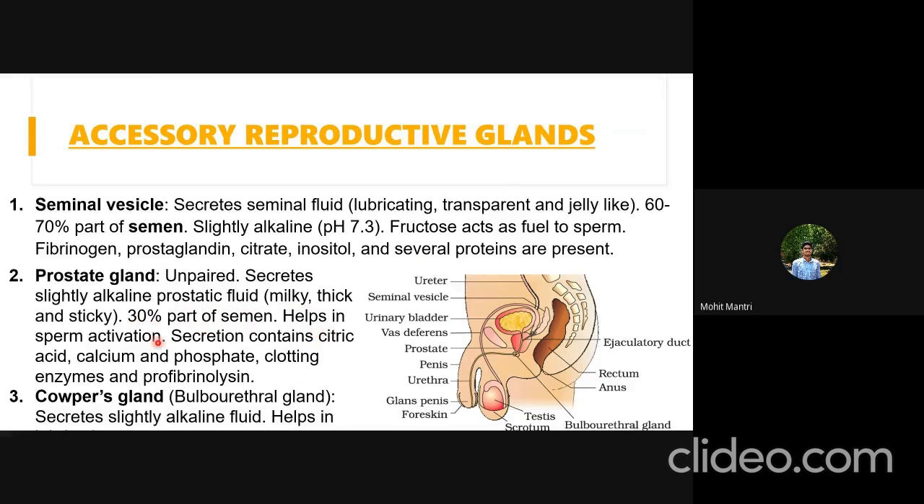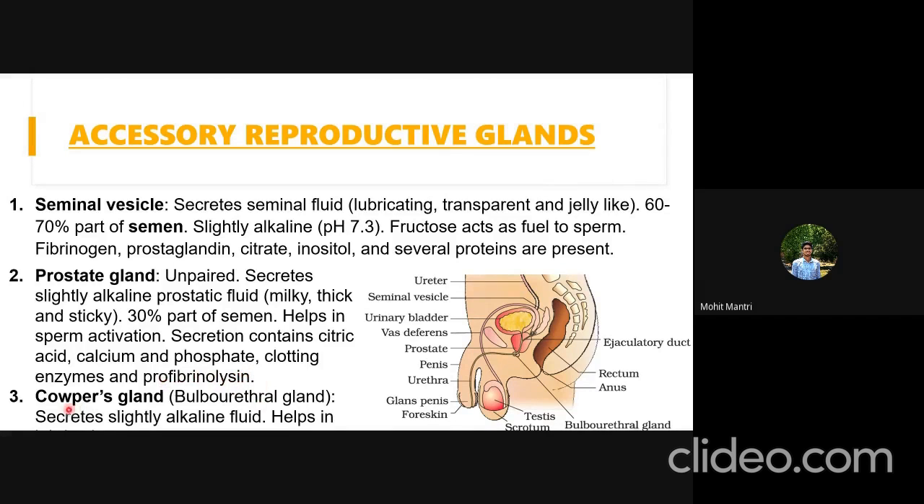Now, this fluid helps in sperm activation, and it contains citric acid, calcium, phosphate, clotting enzyme, and fibrinolysin. The function of this clotting enzyme is that it causes the conversion of fibrinogen into a fibrin coagulum, which holds the sperm in the deeper region of the vagina and prevents their motility, and therefore conserves the energy in sperms. After some time, this coagulum is dissolved by the fibrinolysin, and then the sperms become highly motile.